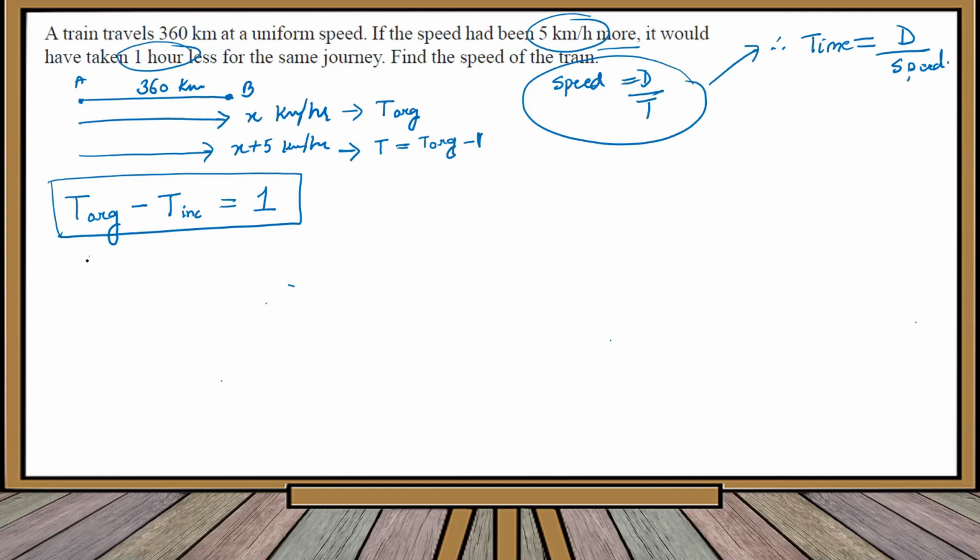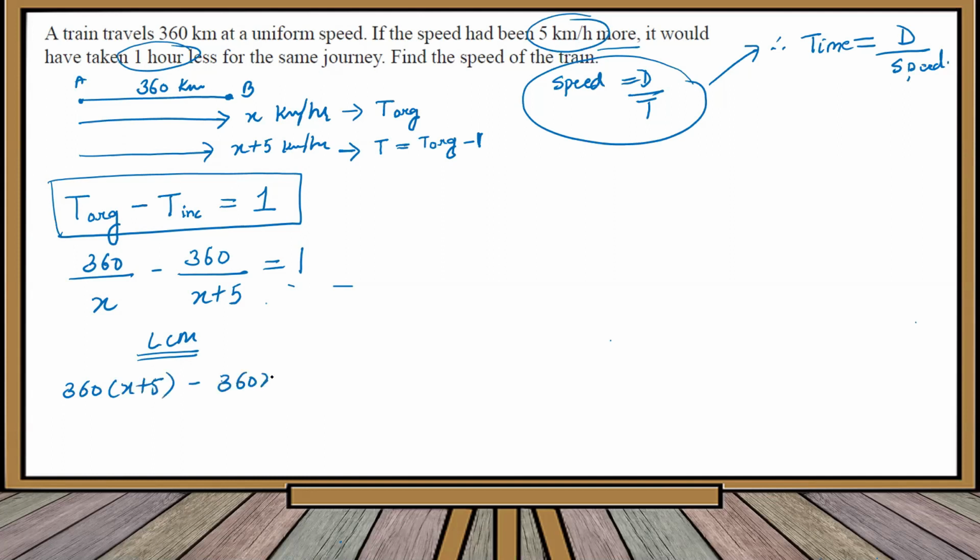So distance over here is 360. Speed is x minus, again in increased speed also distance covered is same, 360 upon, here the speed is increased, x plus 5 equal to 1. What do we do? We take a simple LCM. Okay, so this will be 360 into x plus 5 minus 360 into x whole upon x into x plus 5 equal to 1.